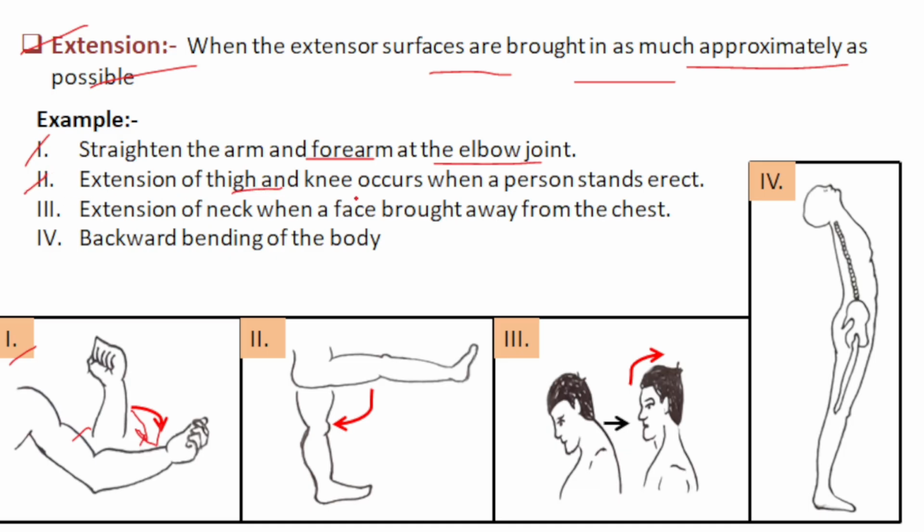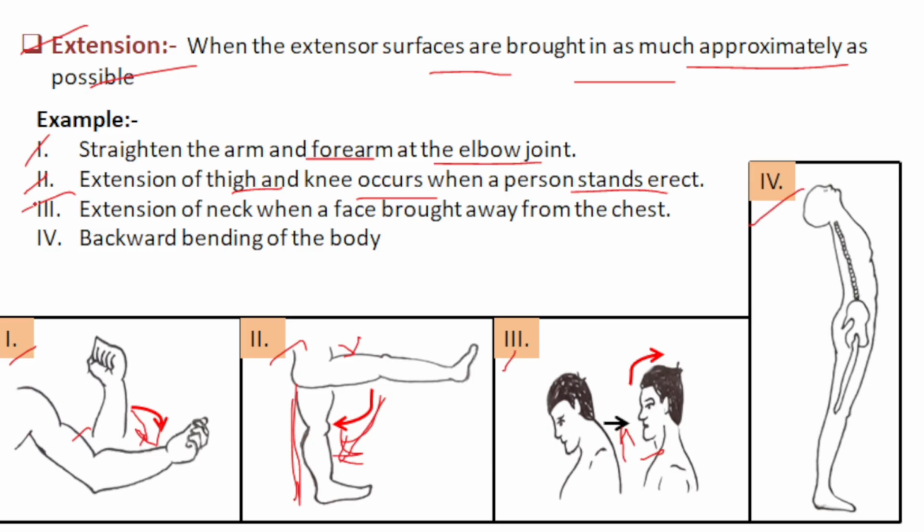Then the second example, extension of the thigh and knee occurs when a person is standing erect. So you see in the second picture, when a person is in a standing position, the thigh and knee both are away from the trunk, and this movement is called the extension. There is the extension of the thigh. Then extension of the knee when the leg is brought away from the chest. You see in the third image.